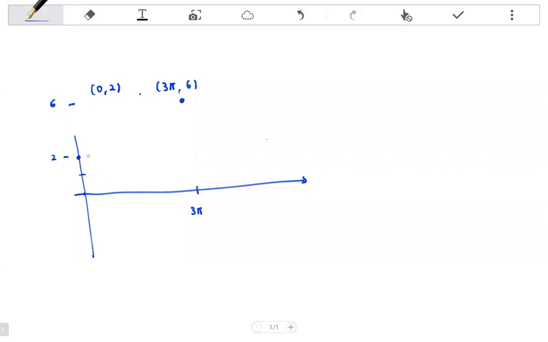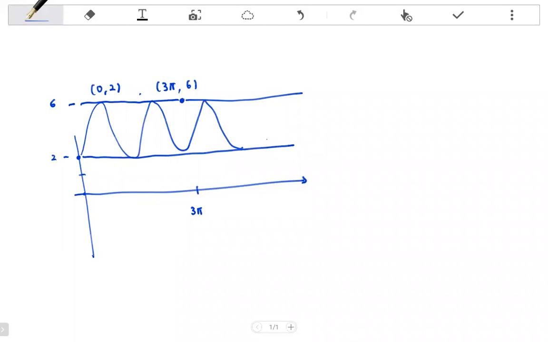So this is our minimum point. So the graph never goes below this. The graph never goes above this, which is our maximum point. So it's going to be something like this, right? Where the maximum point touches this point. So what do we know from this? Well, we know two things: the amplitude and the midline.